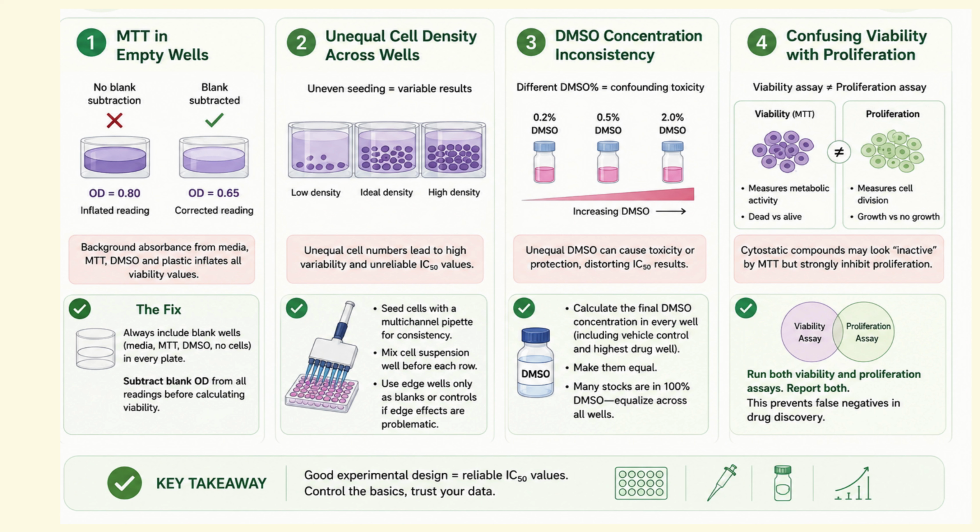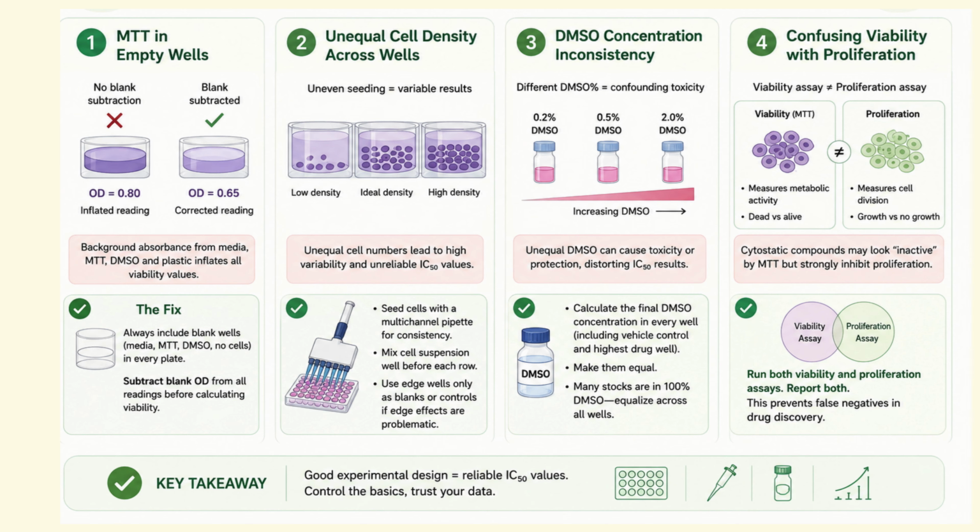Mistake 2. Unequal cell density across wells. The fix. Seed cells with a multi-channel pipette or electronic multi-channel pipette for consistency. Mix cell suspension well before each row. Edge wells often receive slightly different volumes due to pipetting angle. Use edge wells only as blanks or controls, not treatment wells, if edge effects are problematic.